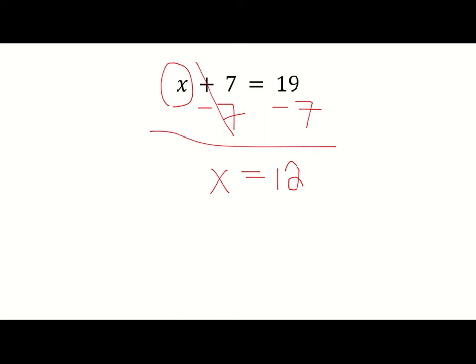Now, anytime that I solve an equation, I can also check my answer by plugging it back into the original problem. So I'm going to check my answer by plugging 12 back in for x. And as I do this, I'm asking myself, is 12 plus 7 19? Well, 12 plus 7 is 19. Therefore, this is an accurate statement, so I know my answer of 12 is correct.